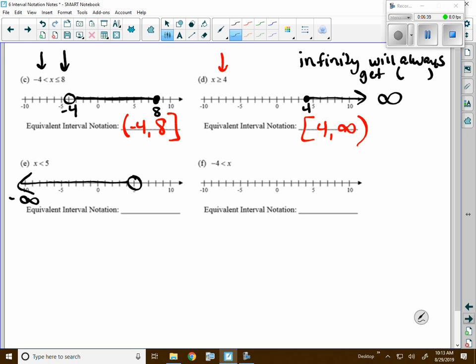Negative infinity is lesser. So when we write this, we always go from left to right. So we write least to greatest. So for our interval notation, we'll have negative infinity to 5. Okay, the infinity always gets a parenthesis. The 5 gets a parenthesis because it was just less than in part E.